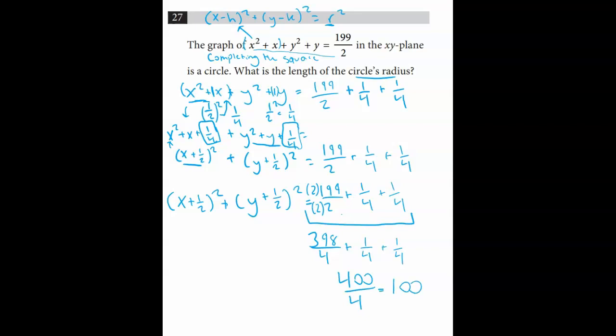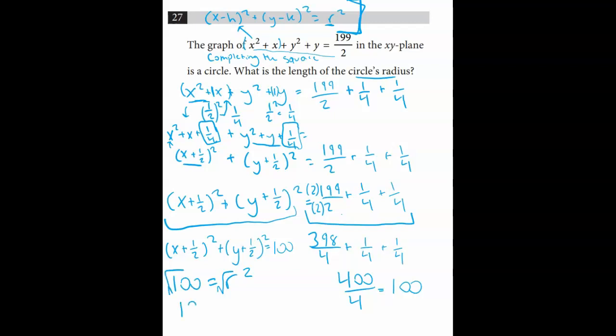So drawing that all out again, we get this side. So we've gotten our equation of a circle. So (x plus 1/2) squared plus (y plus 1/2) squared equals 100. And if you bring it all the way back to the top to the equation of a circle, you realize that 100 equals r squared. Let's take the square root. Then you get 10 equals r. And so 10 is the correct answer for number 27.